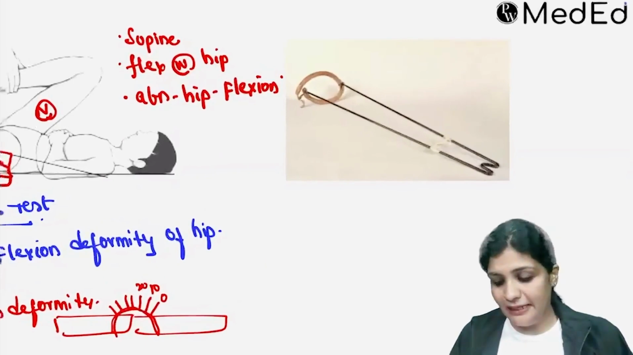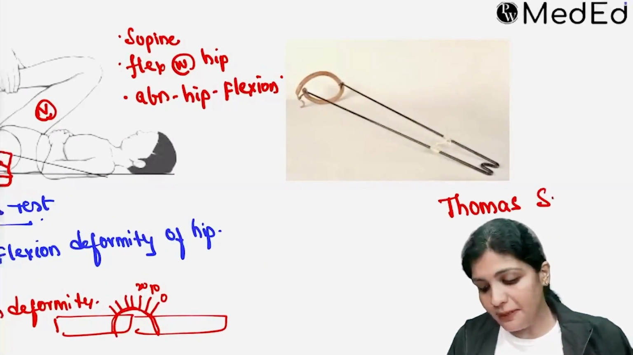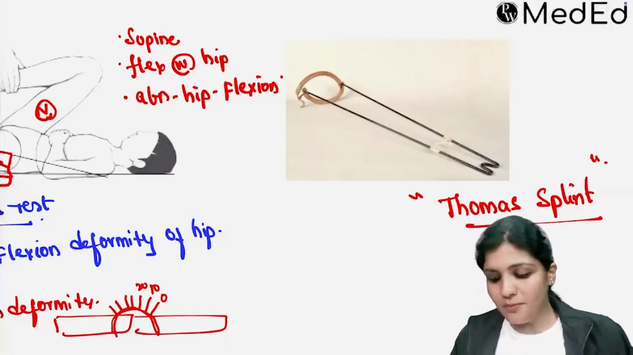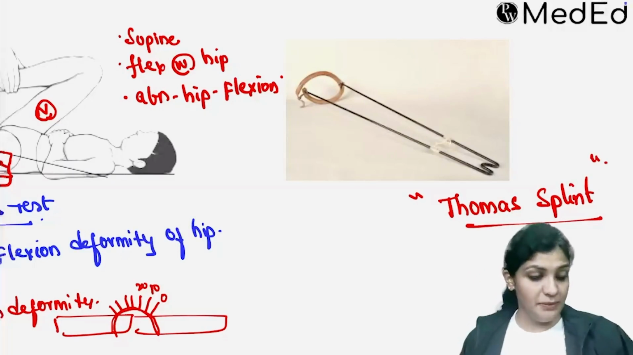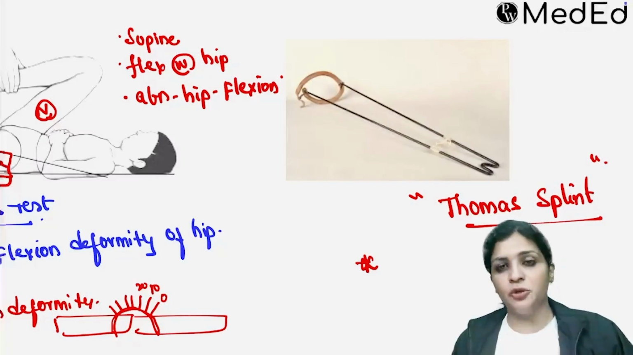What you see in the picture is called the Thomas splint. This is not to be confused with the Thomas test. This is your Thomas splint. So where do you use this Thomas splint? The Thomas splint was originally designed during World War II for treating patients with tuberculosis.